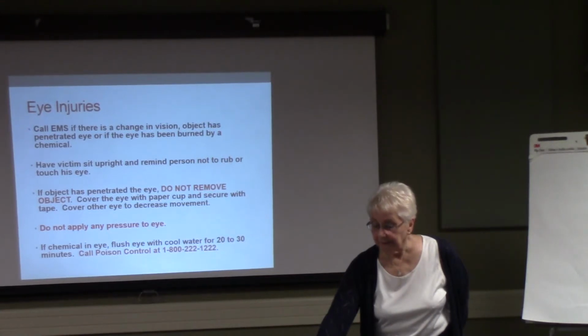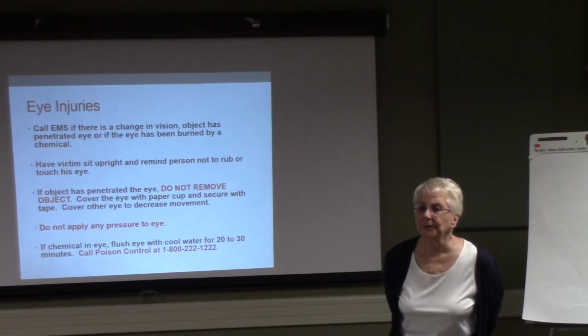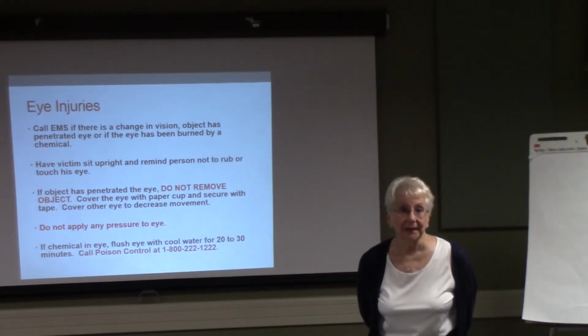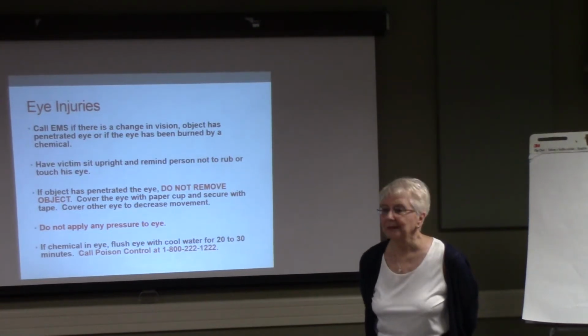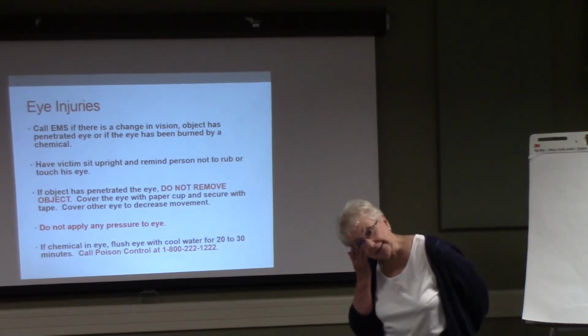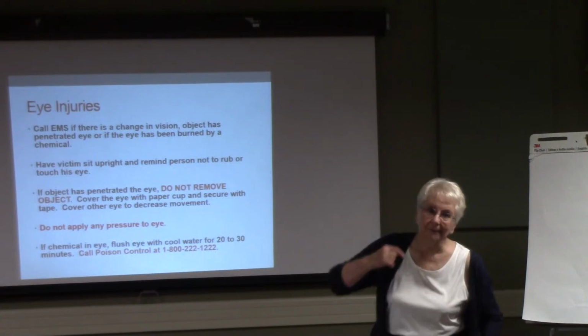Chemicals in the eye, flush the eye for 30 minutes, 20 to 30 minutes. Very hard to do. I've done that myself, and the eye doesn't like it because the eyes are used to normal saline, and plain water doesn't hurt them, but it's just very hard to do. Be sure you put the eye that's bad on the bottom so you're not washing stuff into the good eye.